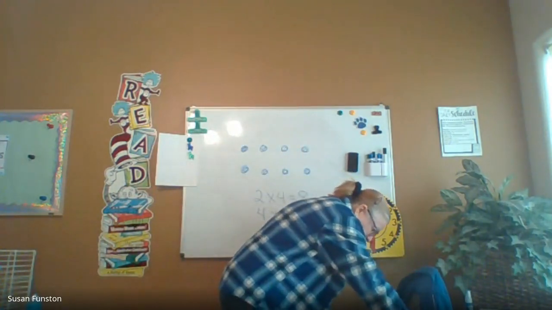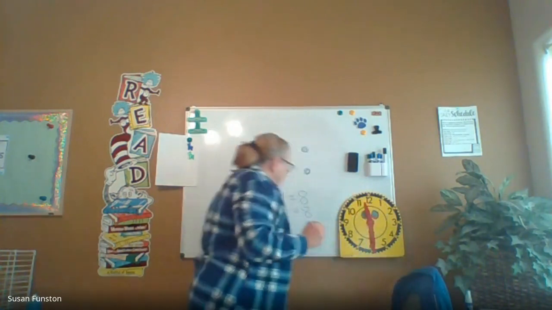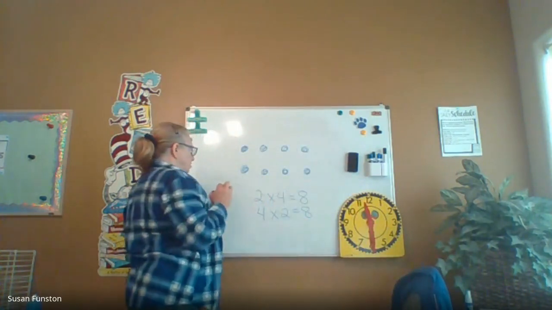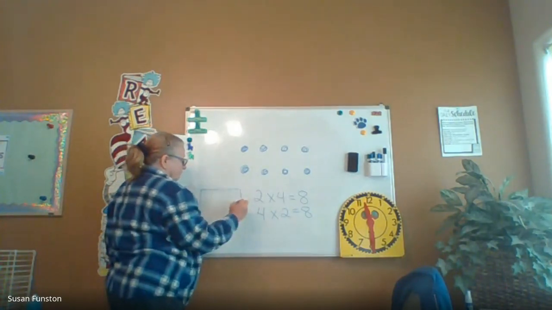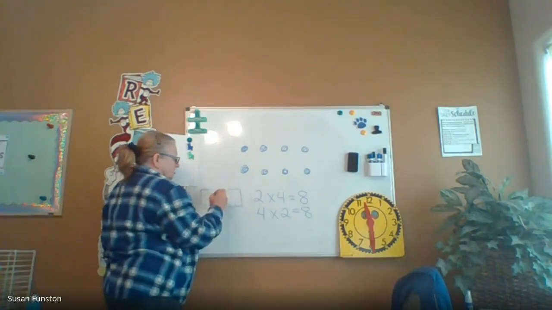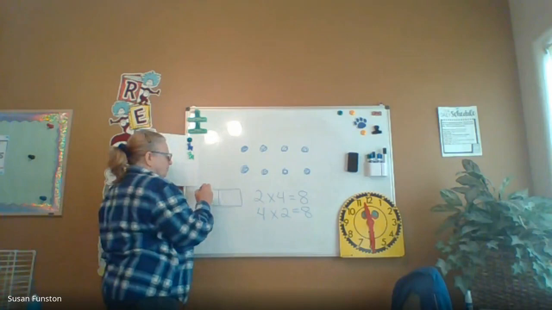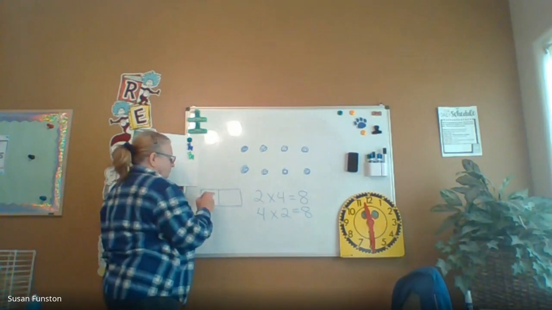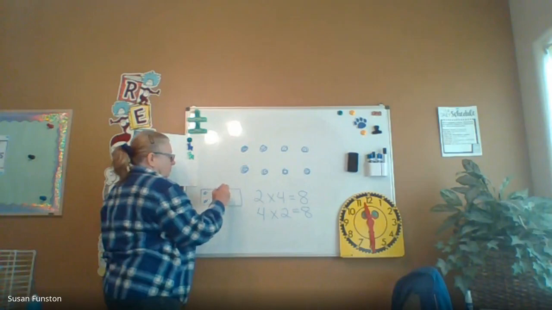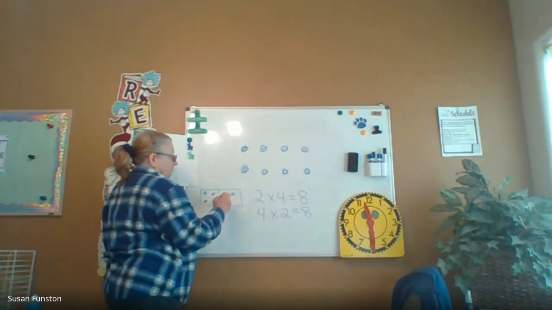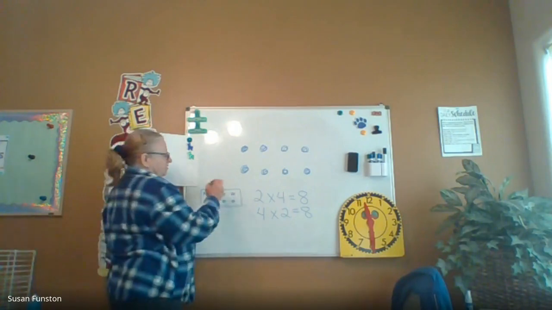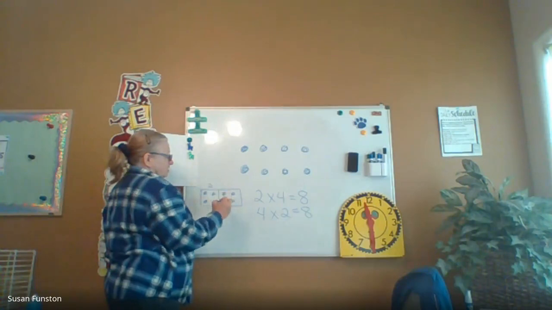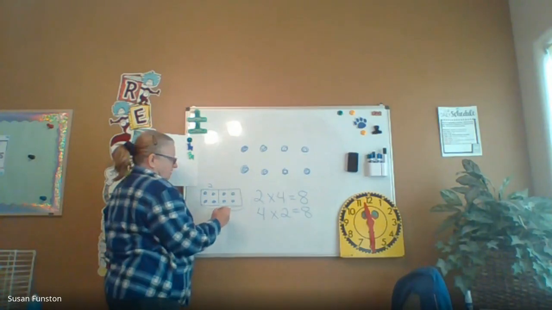Okay, let's draw a tape diagram for each one of these equations. So 2 times 4, I'm going to draw a tape diagram with 2 sections for my 2. And I'm going to put 1, 2, 3, 4 in each. It's kind of like a domino. So I have 2 sections with 4 each, which gives me a total of 8.